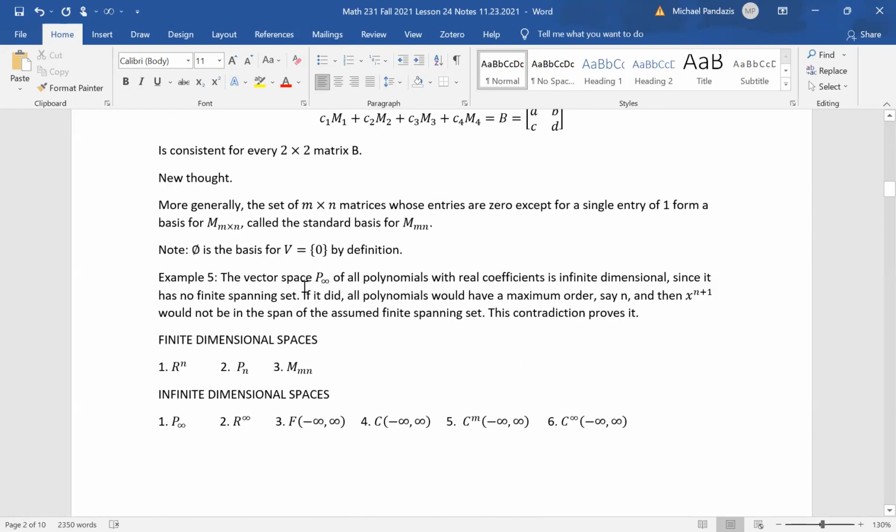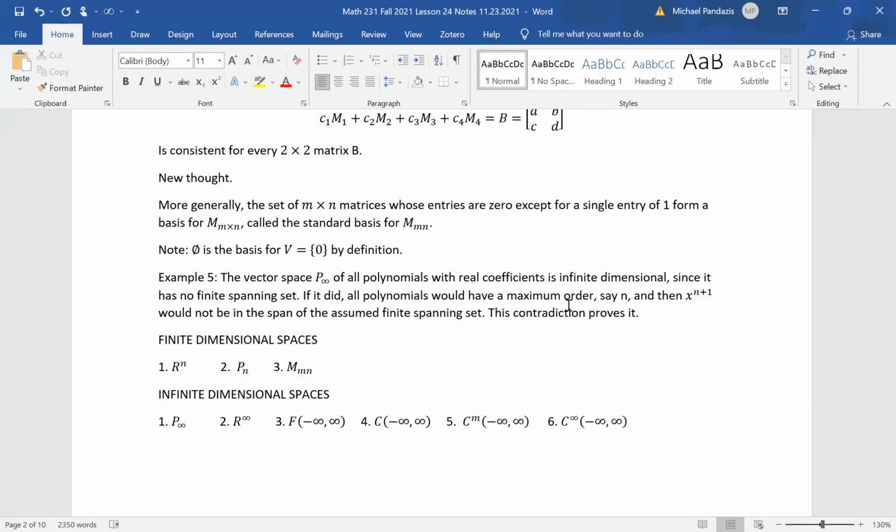Okay, example 5. The vector space P infinity of all polynomials with real coefficients is infinite dimensional since it has no finite spanning set. There is no finite spanning set for P infinity. If it did, all polynomials would have a maximum order. If you had a finite spanning set, then there would be some element of that set with largest order, say order n.